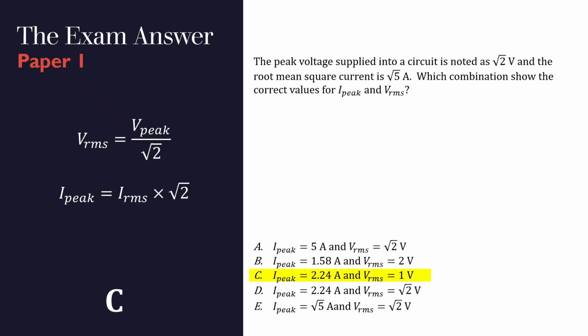And a quick look at just the voltage one on its own would have shown that we're probably talking about √2 over √2. That doesn't need much of a calculation. We know that will come out as 1, and there's only one answer that shows 1 volt. So we perhaps didn't even need to calculate the I peak part because we got the answer from the root mean square voltage. But let's cover all bases and make sure we can do both.